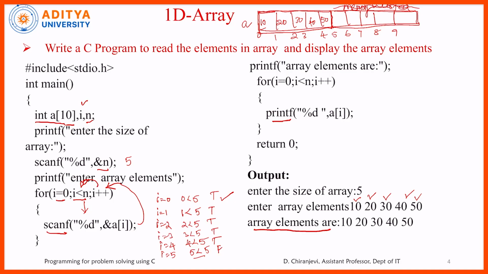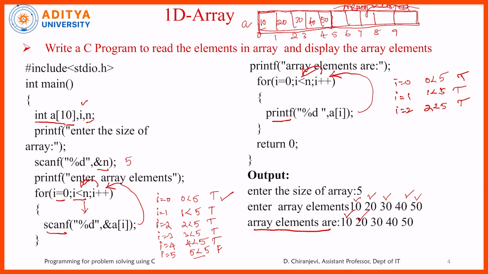To access the array elements, we use the index. So a of 0 value is 10, and 10 is displayed. After that, i plus plus, and now i is 1. It checks 1 less than 5, which is also true, so you print a of 1, which is 20. 20 is displayed. Then again i plus plus, and i is 2.